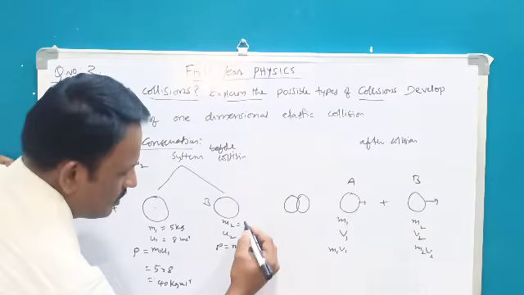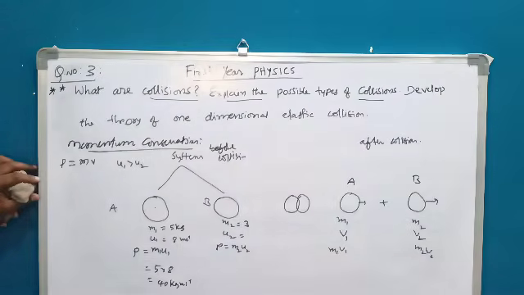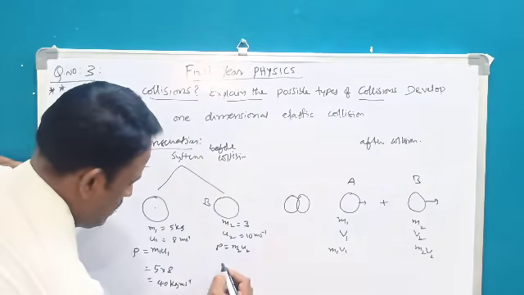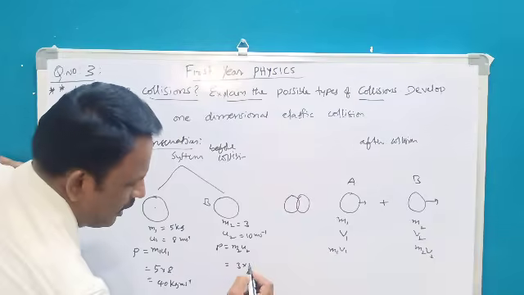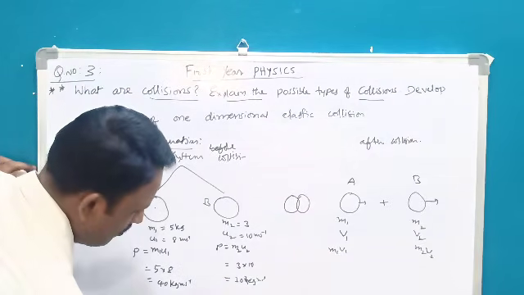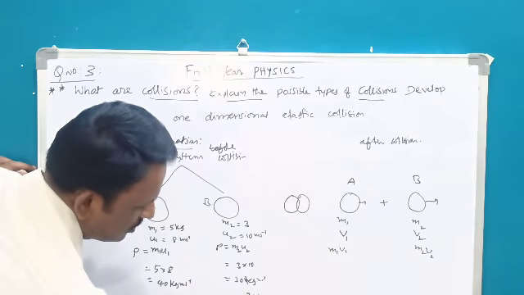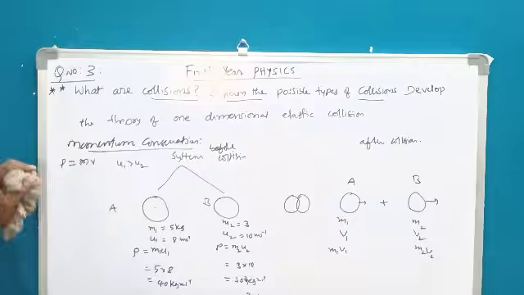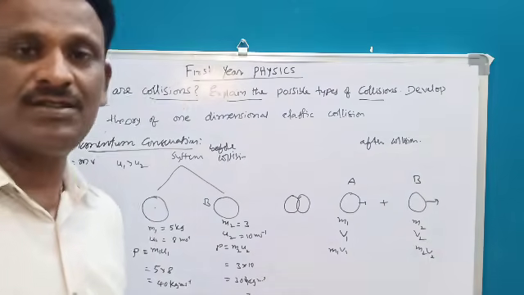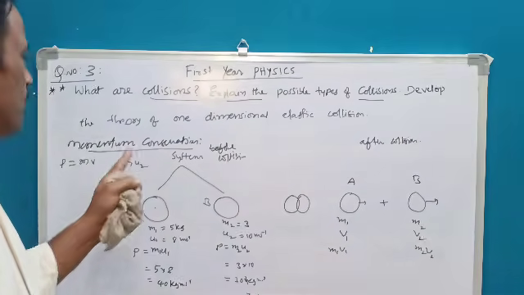Here the second body's mass is 3 kg and velocity is 10 meter per second. Then what happens? See, 3 into 10, this is 30 kg meter per second. Now total momentum is how much? 40 plus 30, that is 70 kg meter per second. So before collision, the system is having 70 kg meter per second of momentum. Now what we are saying, momentum is conserved.